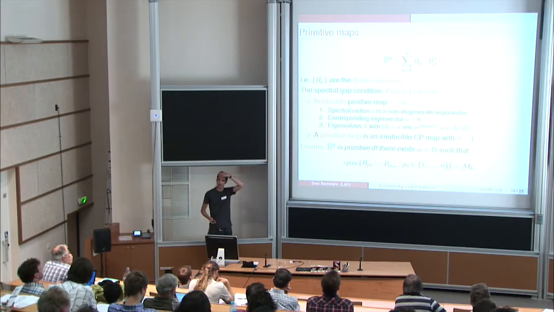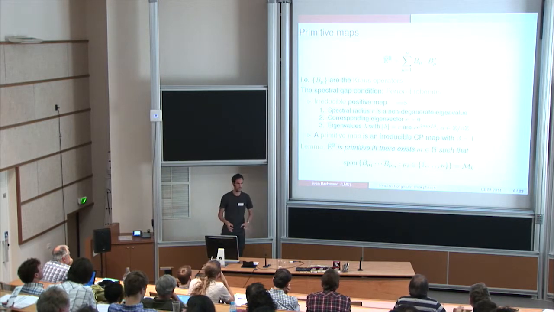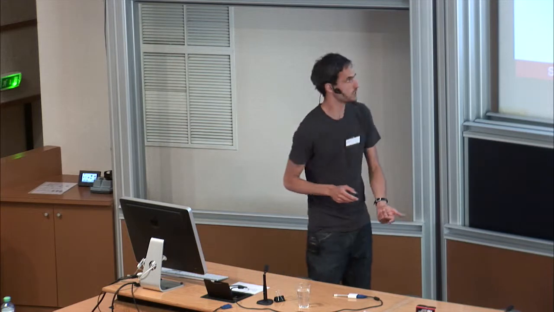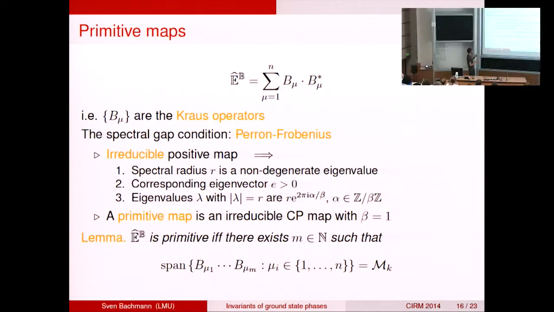Good. Now, you know, I said completely positive maps. I talked about spectral gaps for completely positive maps. The natural thing that comes to mind is to use Perron-Frobenius, because that's exactly what Perron-Frobenius theory gives you. So I recall here the definition of this E hat. The B's are Kraus operators for this E hat. What does Perron-Frobenius theory tell you? Well, it tells you that if it's an irreducible map, then indeed the spectral radius is non-degenerate, its corresponding eigenvector is strictly positive, and it tells you something about the peripheral spectrum. It's not empty in general, but you know something about it.